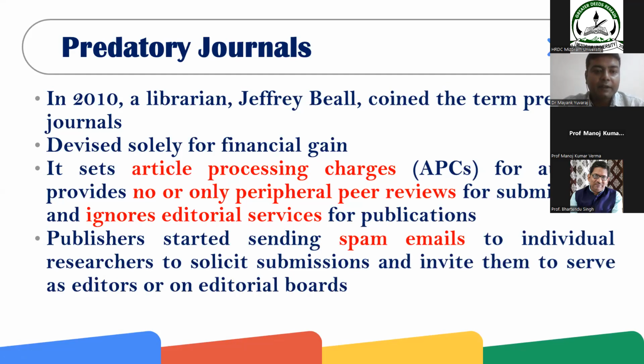Predatory journals set an article processing charge for authors. They provide very rare or peripheral peer reviews for submissions, and ignore many of the editorial services you get for publication. In many reputed journals published by Elsevier or Scopus, you can see a range of services offered through their editorial services, but predatory journals hardly bother about editorial services and the peer review process.